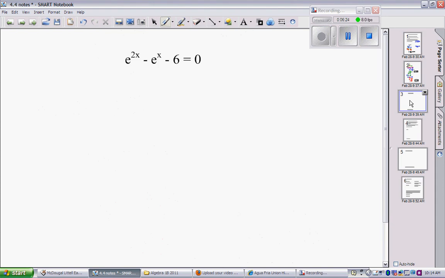Just a few more examples on exponential equations. Now you got e to the 2x minus e to the x minus 6. So we are going to rewrite this first term to be e to the x squared minus e to the x minus 6 equals 0. This e to the x, if you would like, is to the first. So now it's set up like a quadratic, and we can factor.